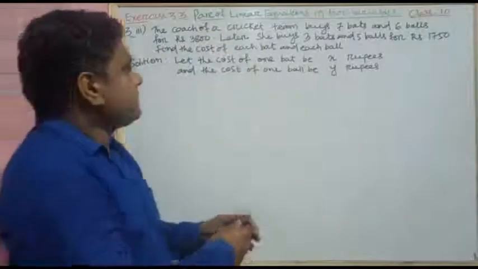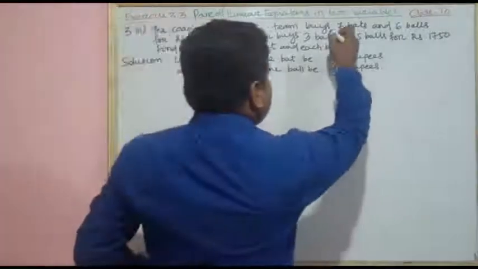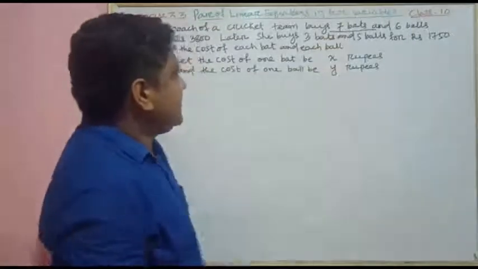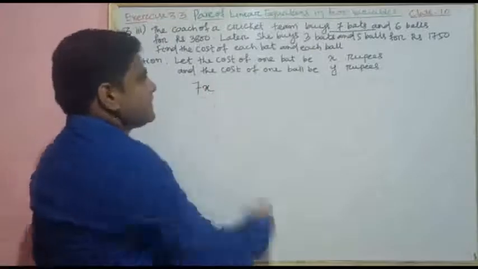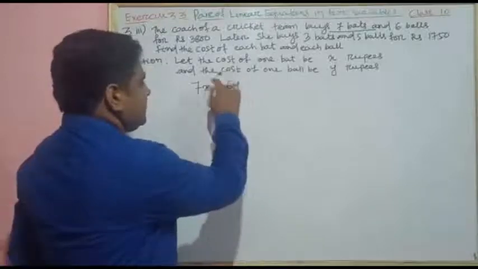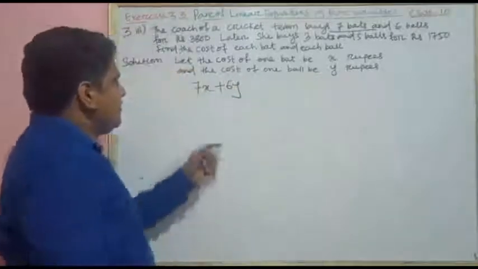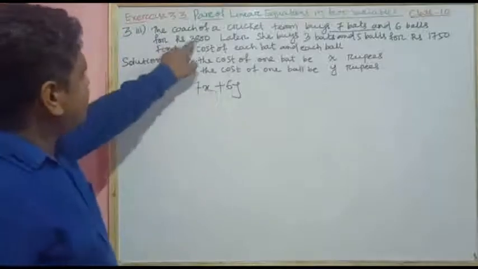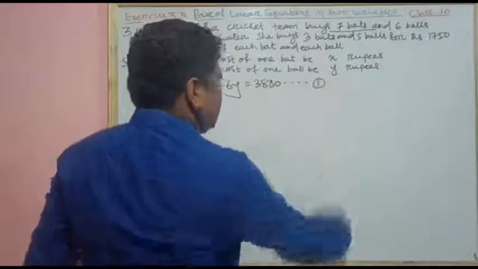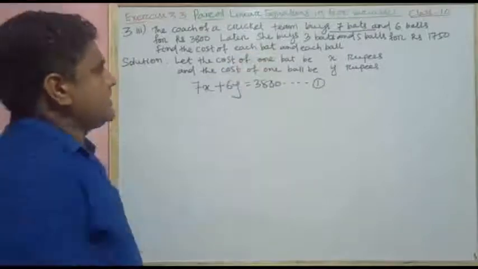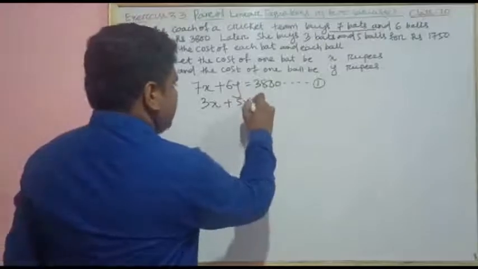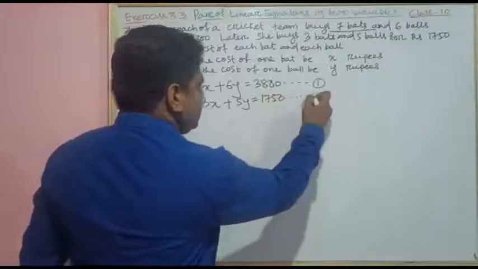It is given that she buys 7 bats. So price of one bat is x. So price of 7 bats will be 7x rupees. And price of 6 balls will be 6y rupees because price of one ball is y rupees. So price of 7 bats and 6 balls is given 3800. It will be our equation 1. Next, price of 3 bats will be 3x rupees and price of 5 balls will be 5y rupees equal to 1750.